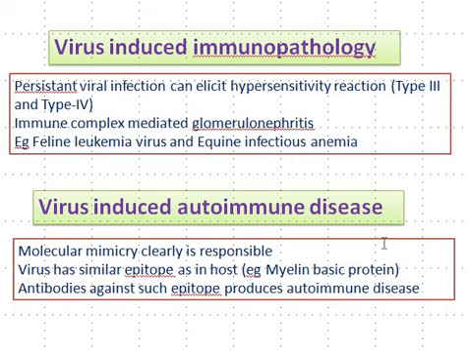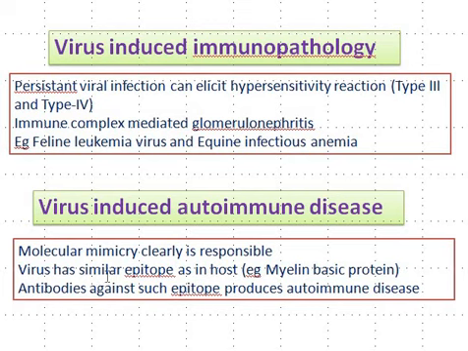Virus can also modulate the immune system, produce immunopathology and elicit hypersensitivity reactions, where antigen-antibody complexes may form and deposit in the blood vessels as well as in the glomeruli, which may lead to immune complex mediated glomerulonephritis and vasculitis. Like in the case of feline leukemia virus or equine infectious anemia virus, these types of hypersensitivity reactions are generally seen, and they produce the typical lesions and signs in affected animals, as well as autoimmune diseases.